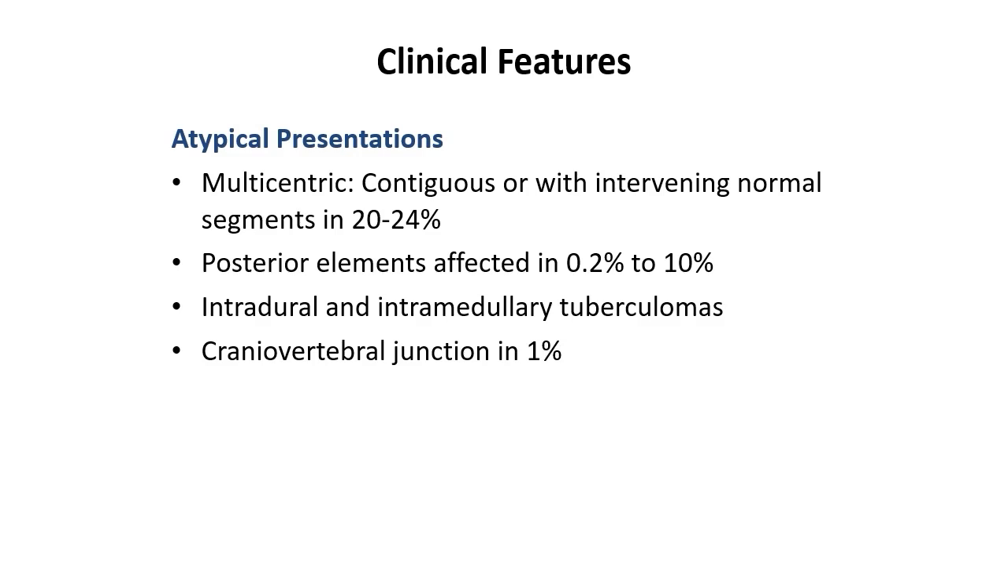The incidence of multicentric TB is stated to be 20 to 24%, and multicentric TB is likely to have a higher risk for associated morbidity, including deformity, instability, and neurological deficit. The posterior elements may be affected in 0.2 to 10% of patients. The lamina is most commonly affected, followed by the pedicles, the spinous process, and the transverse process. Neurological deficits result from compression of the spinal cord and nerve roots. Radiographic abnormalities are difficult to identify, and the lesion is usually identified on MRI.